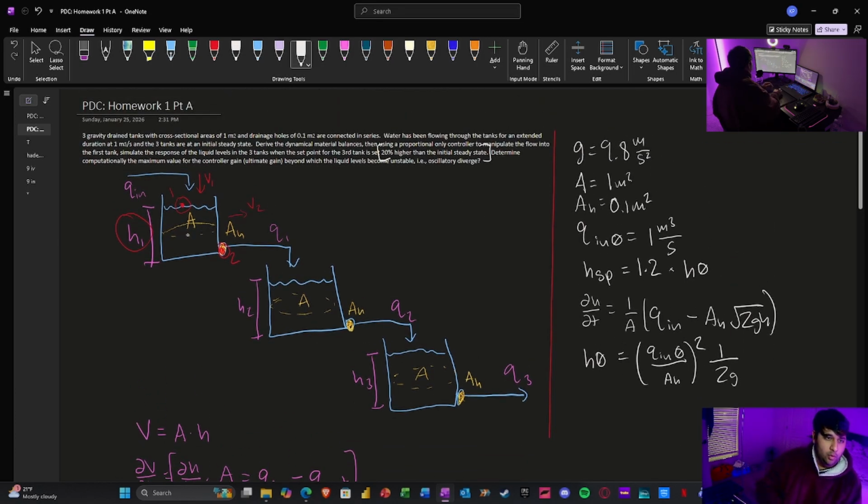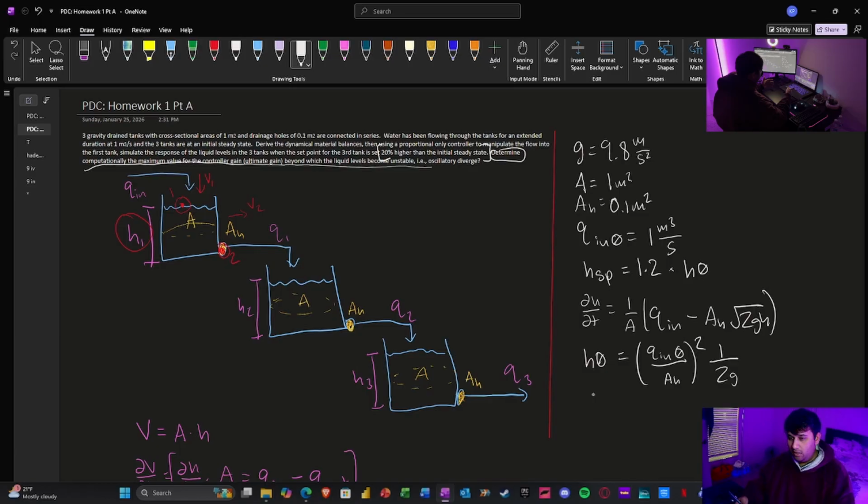Oh, and then we have one more. So here it says determine computationally the maximum value for the controller gain beyond which the liquid levels become unstable. So what we're essentially looking at here for the coding section is we are utilizing this controller, and for this portion we're only using the proportional controller, not the PID or PI controller.